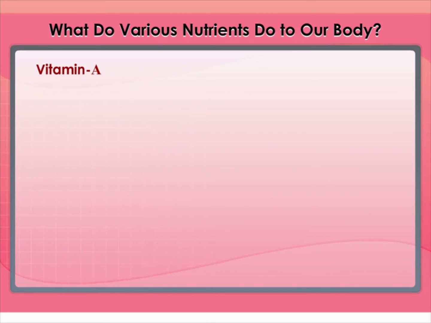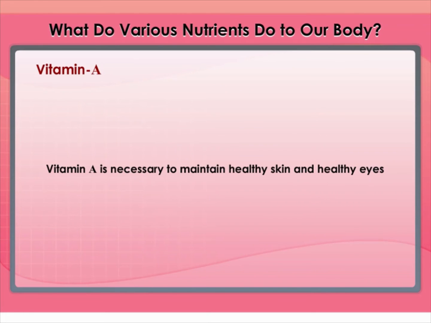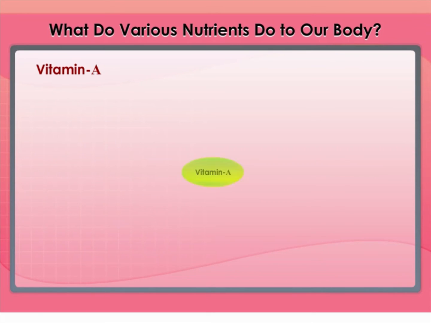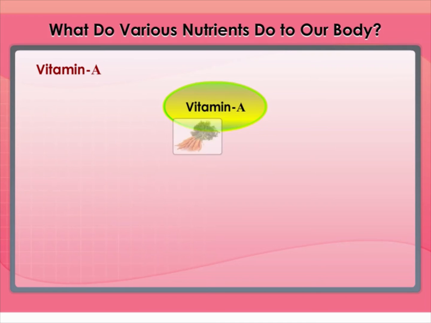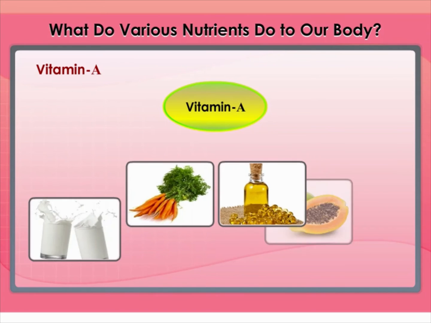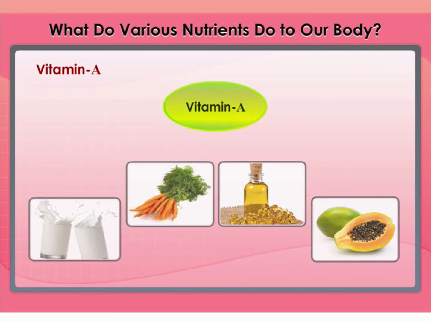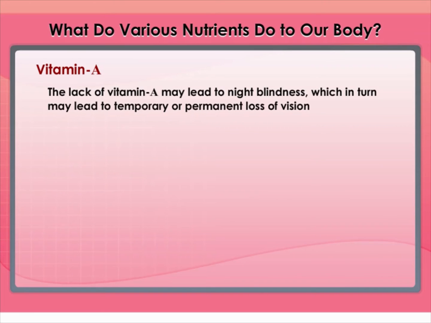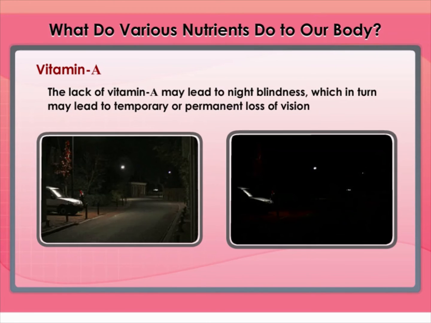Vitamin A. Vitamin A is necessary to maintain healthy skin and healthy eyes. Few sources of vitamin A include carrot, fish oil, milk, and papaya. The lack of vitamin A may lead to night blindness, which in turn may lead to temporary or permanent loss of vision.